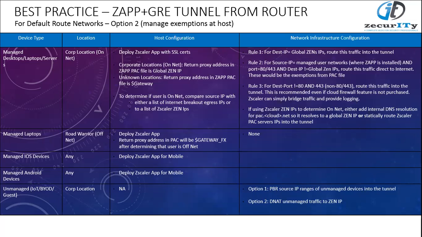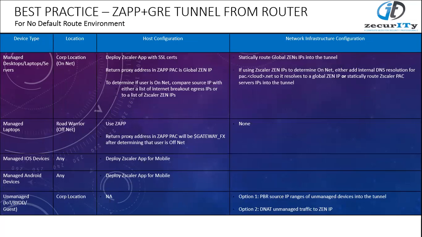There are two options to manage unmanaged IoT, BYOD, and guest devices. Once the traffic reaches Zscaler, then in the Zscaler portal, you can create the subnet and disable the SSL authentication for the BYOD and guest users for better functionality.